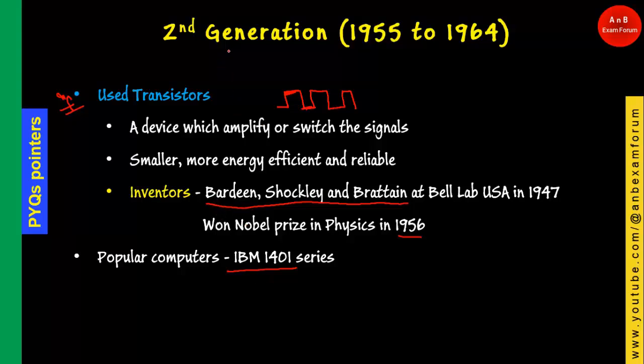Okay, so in this generation you should remember the technology that was used is the transistor, which is basically a device to switch the signal. And you should not remember the inventor names. This is for factual purposes that I have put.